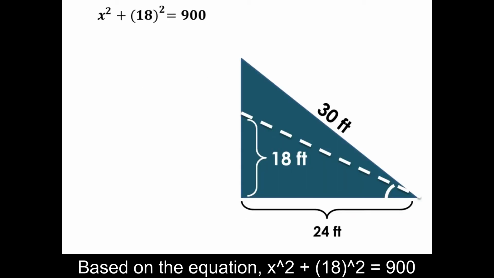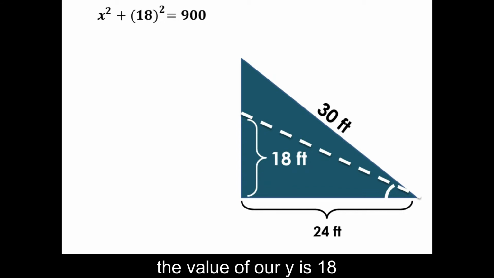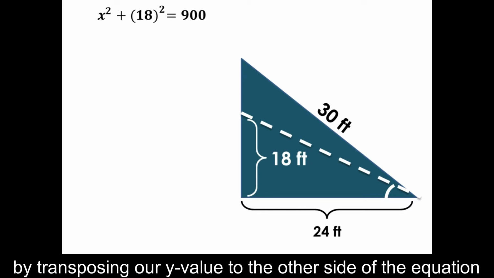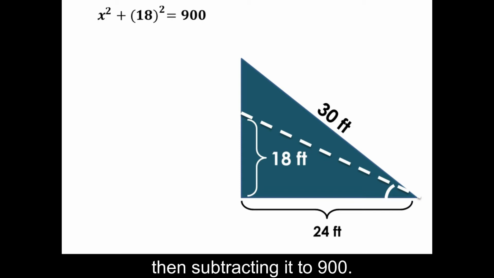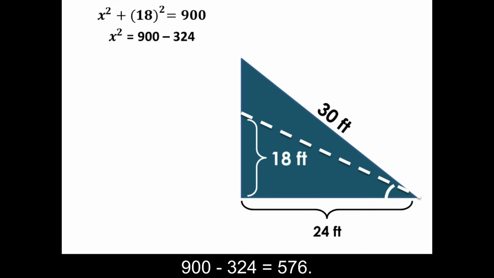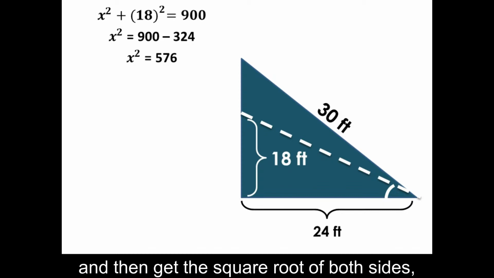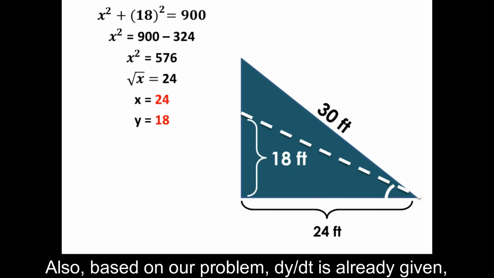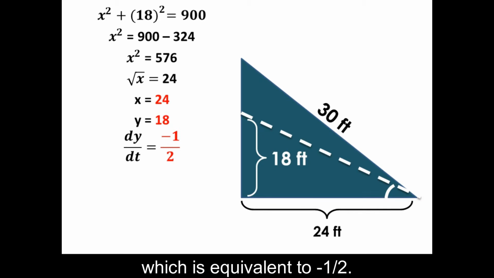Based on the equation, x squared plus 18 squared is equal to 900. The value of our y is 18, and we can compute the value of our x by transposing our y value to the other side of the equation, then subtracting it from 900. 900 minus 324 is equal to 576. And then get the square root of both sides. Our x value is 24. Also, based on our problem, dy over dt value is already given, which is equivalent to negative 1/2.